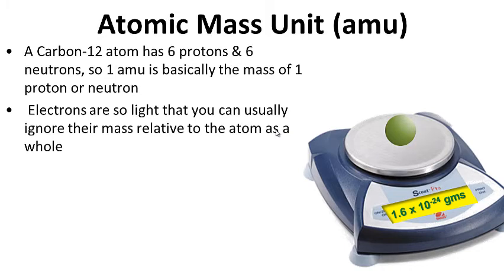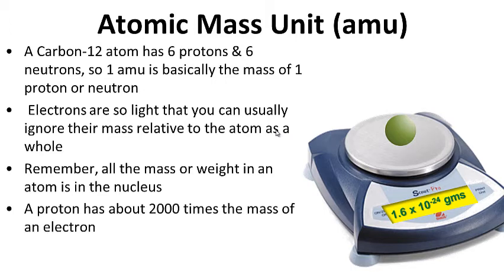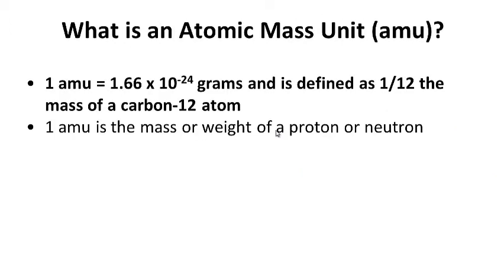Electrons are so light that you can usually ignore their mass relative to the atom as a whole. In other words, we don't really count the mass of electrons when we weigh an atom. Remember, all the mass or weight in an atom is in the nucleus. A proton has about 2,000 times the mass of an electron. So for your notes, what is an atomic mass unit, or AMU? Question on the left-hand side, answer on the right-hand side. Go ahead and pause this while you write. I'm going to move on.